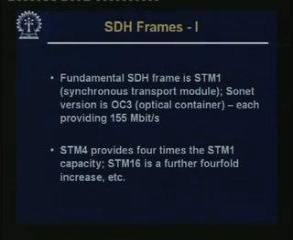STM4 provides 4 times the STM1 capacity, STM16 provides a further 4-fold increase. Which means that STM4 is about 620 megabits per second, and if you go to STM16, which is 4 times that, that is about 2.5 gigabits per second. Then you have STM64, which is about 10 gigabits per second. So, all these rates are there. That means, from this point onwards these two streams have converged, and we are going to higher and higher rates in a universal fashion, which makes things easy across the world.